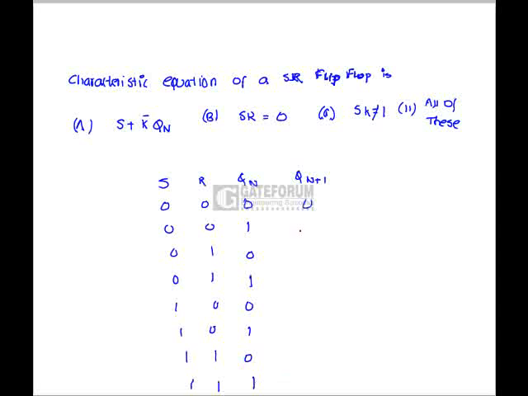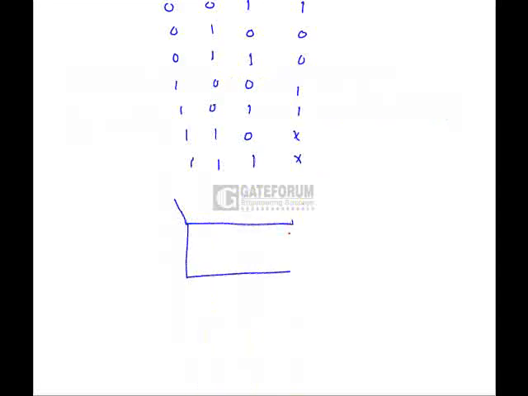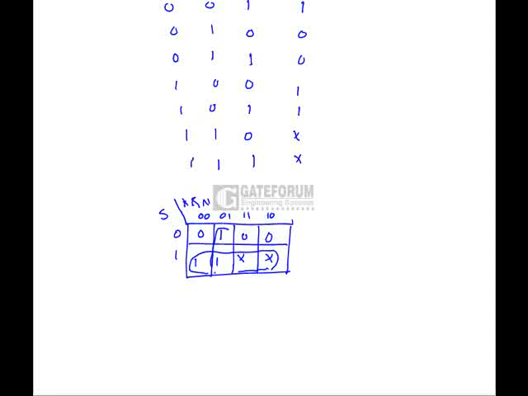If both are 0, the output is 0 for previous state 0, and 1 for previous state 1, which means the previous state remains as it is. If reset is 1 and set is 0, the output is 0 whatever the previous state. If the set input is 1, irrespective of the previous state, the output becomes 1. If both S and R equal 1, that is a don't care condition. So, if we solve the K-map in terms of the previous state as well as the present input combinations, with the don't care conditions, we can combine these groups. So, Qn plus 1 is R bar Qn plus S.